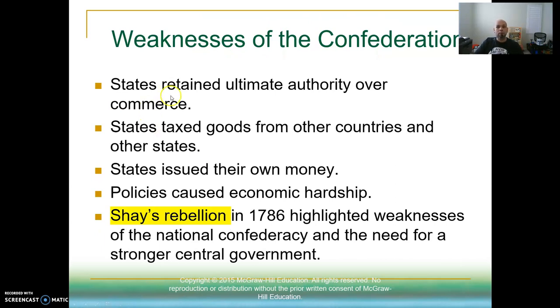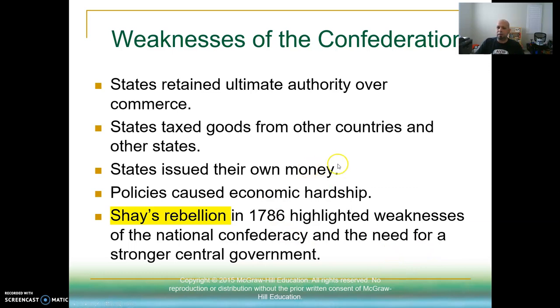So the really big weaknesses here are that states retained ultimate authority over commerce. They controlled commerce within their state. They also controlled commerce coming into their state, which means they can tax stuff coming into their state. And that's important because if you can tax, that's a way of controlling commerce. They also controlled taxation from other countries. So some states really enjoyed working with the French, so they didn't tax their goods. Other states were not big fans of the French, so they taxed their goods. So it's really complicated to work with the colonies, now the 13 states.